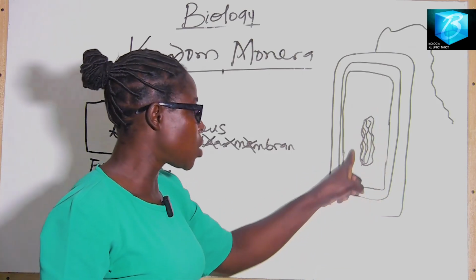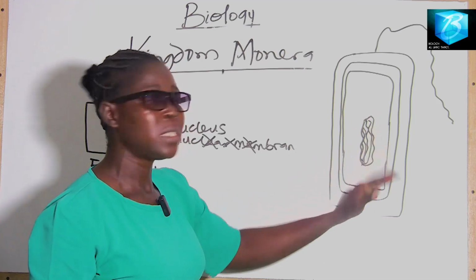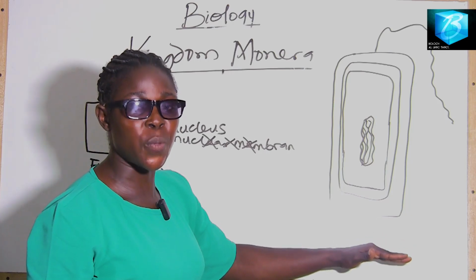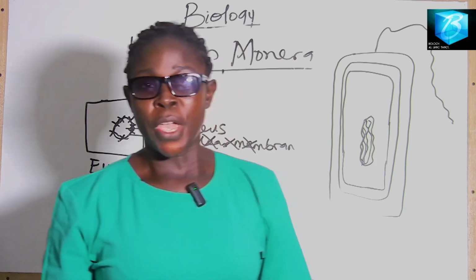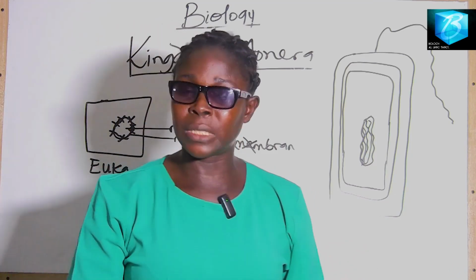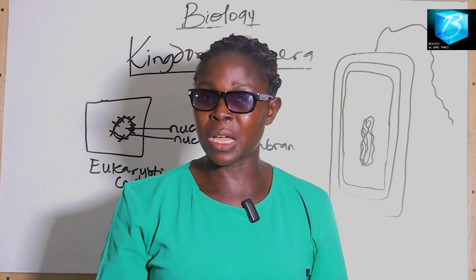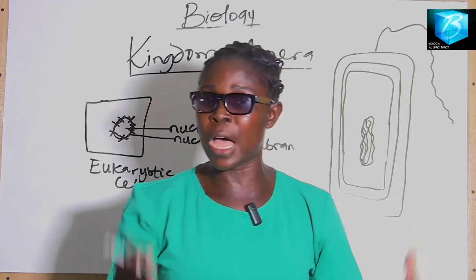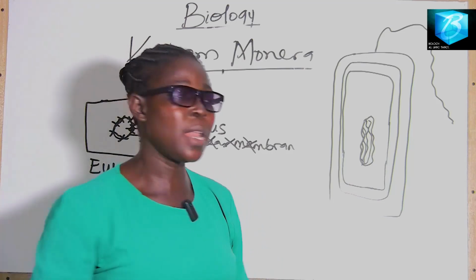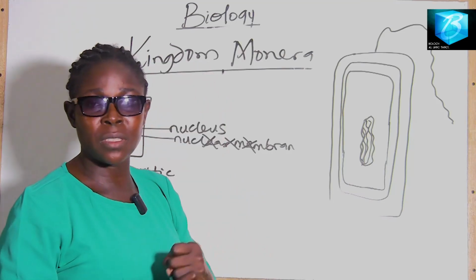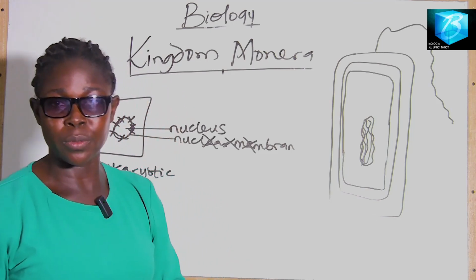This is an example of a bacterium cell. This is supposed to be the nucleus, but there is no membrane around this nuclear material. Definitely, it is a prokaryotic cell. What is a prokaryotic cell? A prokaryotic cell is a cell that does not have true nucleus. That is correct. And it can otherwise be said that it is a cell that does not have membrane-bound nucleus. I hope you get that. All right, let's move on. Number one characteristic of bacteria is that they are prokaryotic cells.